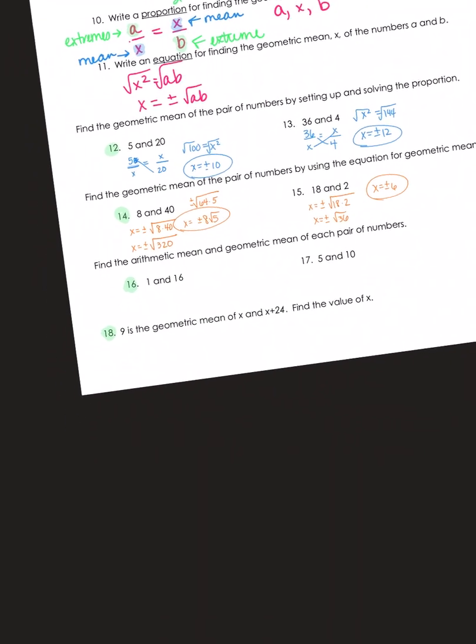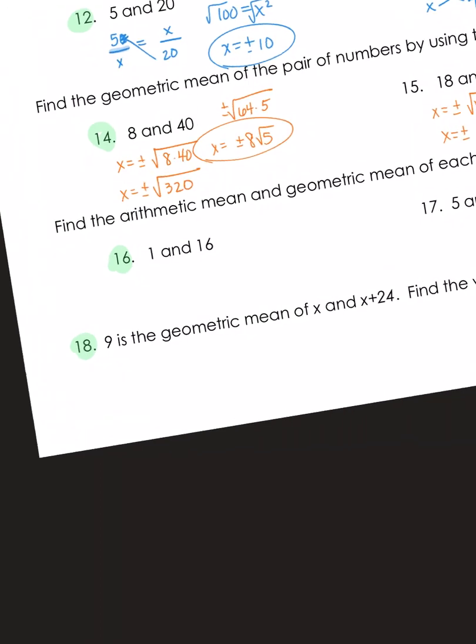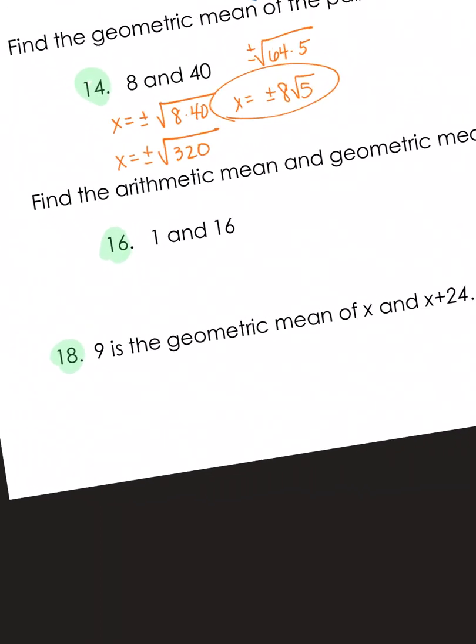And now for numbers 16 and 17, we're actually going to find the arithmetic mean and the geometric mean. All right, so I'll do arithmetic in orange. Arithmetic is halfway between 1 and 16, so we'll add them, divide by 2, and that is equal to 8.5.